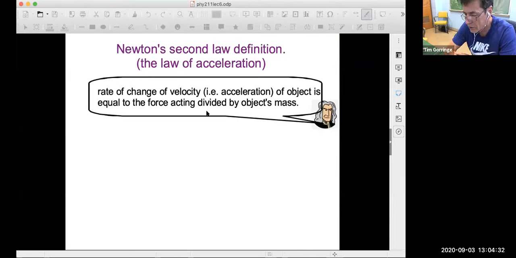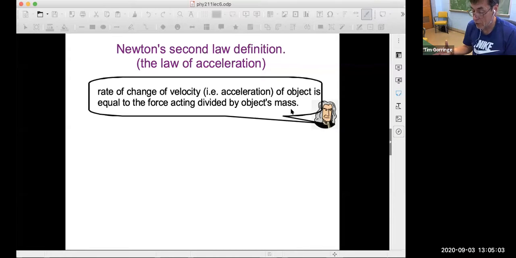So this is Newton again over here on the right, and in words, the law says that the rate of change of the velocity, so if you're changing the velocity, you are changing the motion, and the rate of change of velocity is acceleration, if you remember, of an object is equal to the force that acts on the object divided by the object's mass or the object's inertia. So now this is interesting.